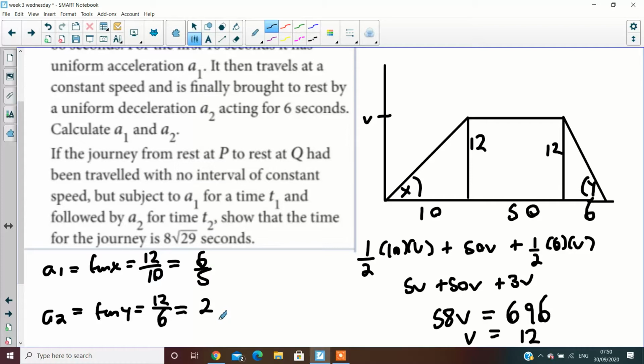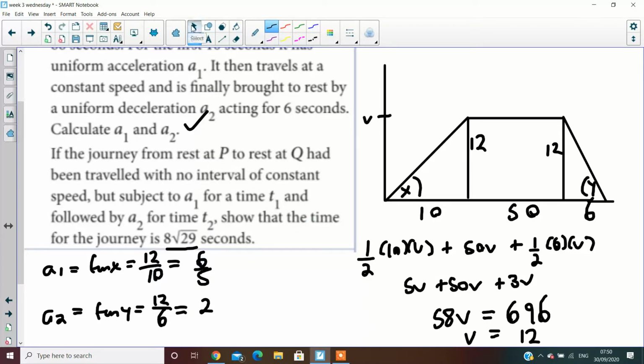Okay, so I've successfully done part 1. A1 and A2 are done. If the journey from rest at P to rest at Q had been travelled with no interval of constant speed, was subject to A1 for T1 followed by A2 for T2, show that the time for the full journey is 8√29 seconds. Okay.